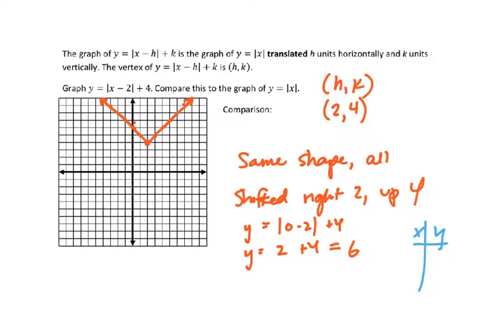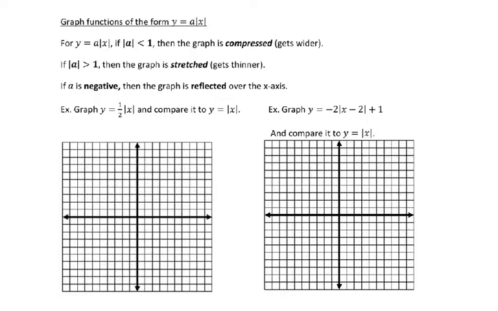Now it's going to be a little different on the next slide. We will have to do an xy table probably, but it's all because we have a multiplier. So there's a couple of notes with a multiplier. If that multiplier is a number that is between negative 1 and 1, so a fraction like 1/3 or negative 1/4 or something weird like 5/8, the graph gets compressed, which means it gets wider. It takes longer to stretch out.